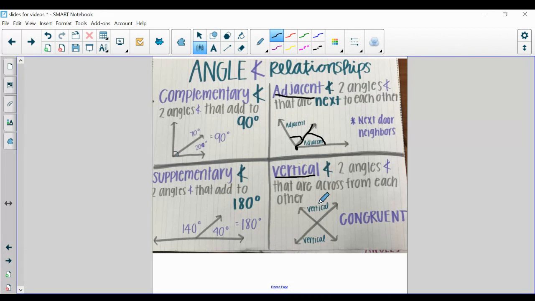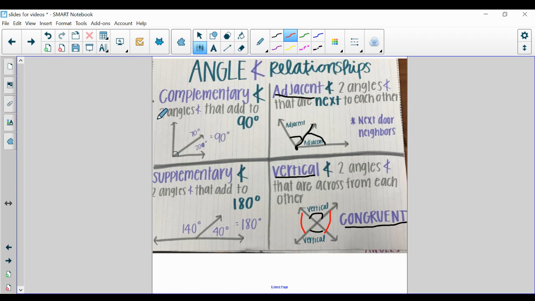Then we also had vertical angles. They were going to be across from each other. Remember, our vertical angles are going to be congruent. So this angle here and this angle here, they would be vertical and also congruent or equal. If I look at this, these two over here on this side would also be considered vertical angles as well.